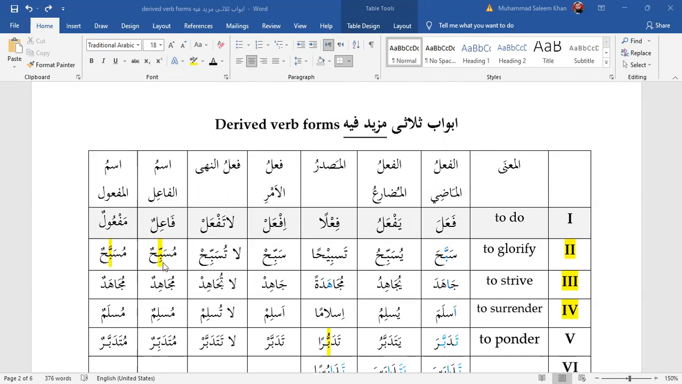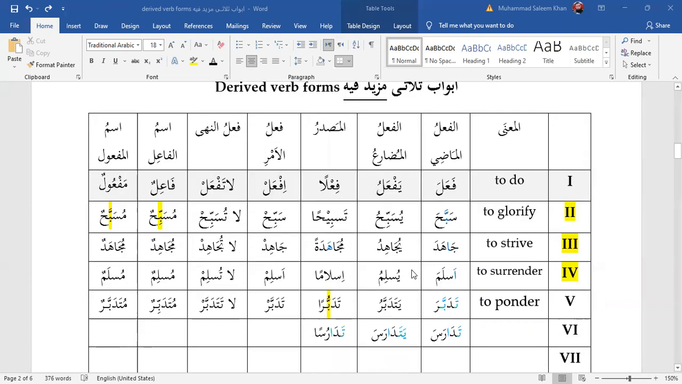Like number 9, I think there is a slight change, whereas ismul fa'il and ismul maf'ul come on the same pattern. But as of now, what we know is that the doer is musabbihun and the maf'ul is musabbihun. Yes, we have to understand from the context because they are both on the same scale. So it depends on how they are used.